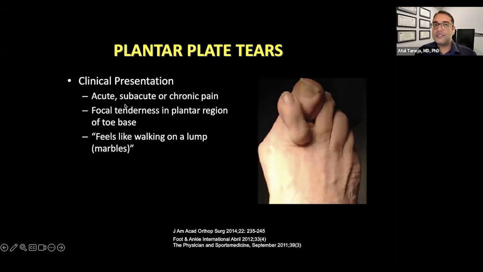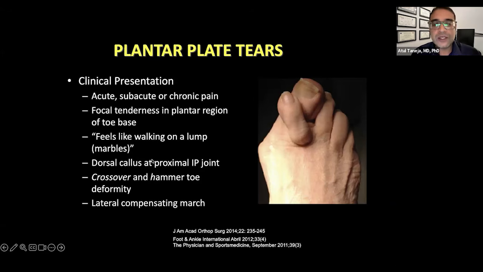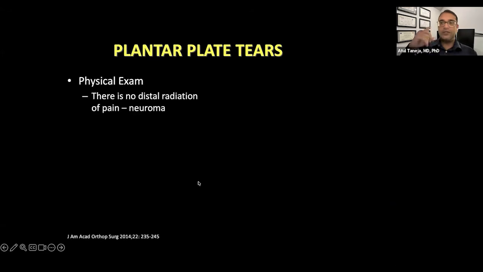On clinical presentation, patients will present with acute, subacute, or chronic pain. They will have focal tenderness at the plantar region of the toe base, and they can tell you, I feel like walking on lumps, walking on marbles. So that's the feeling they have because the coverage of the plantar aspect of the metatarsal head is gone, and then they are stepping right at the tear, at the injury they have. And on X-rays, also the hammer toe deformity due to the extension of the MTP.